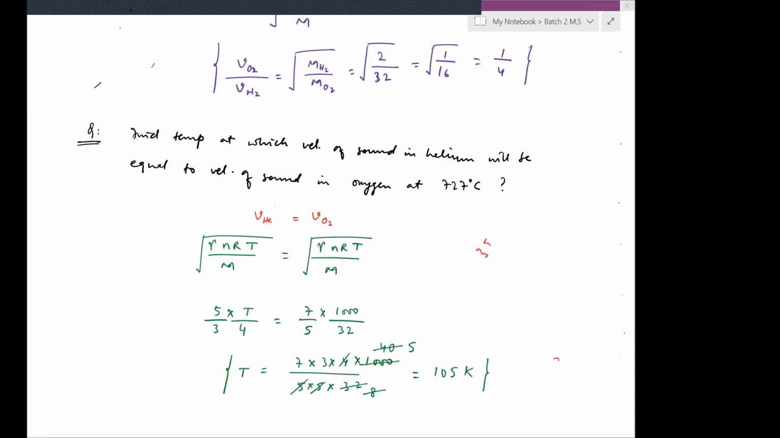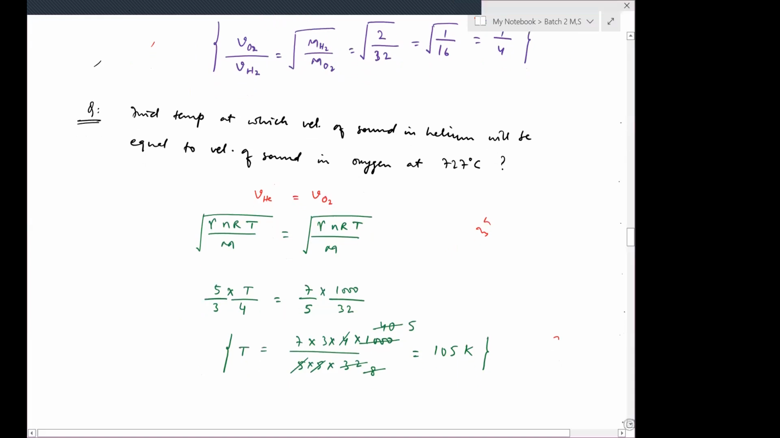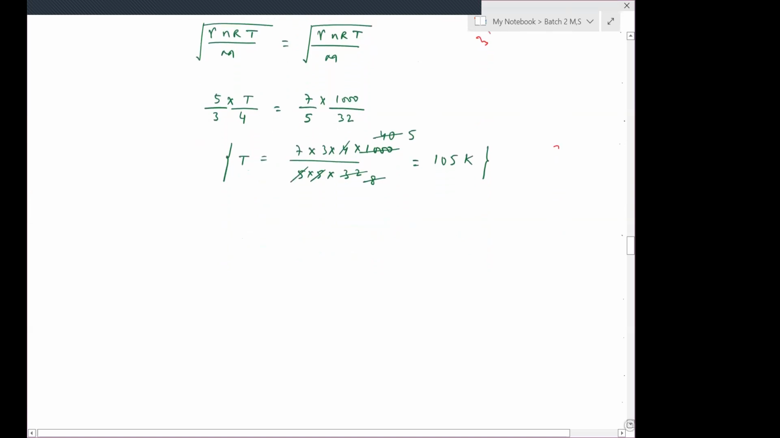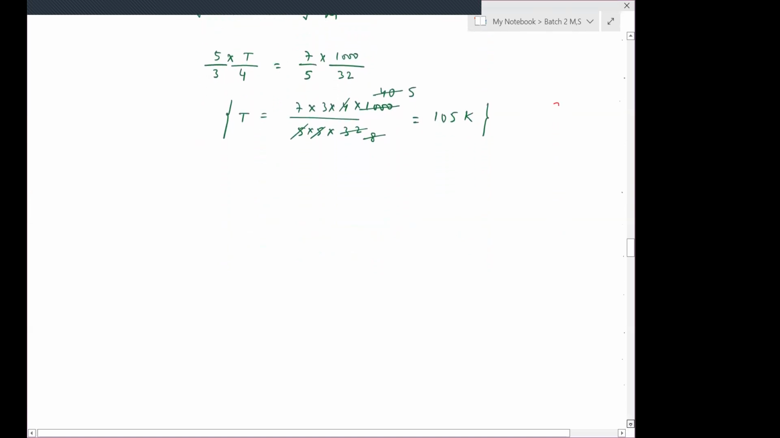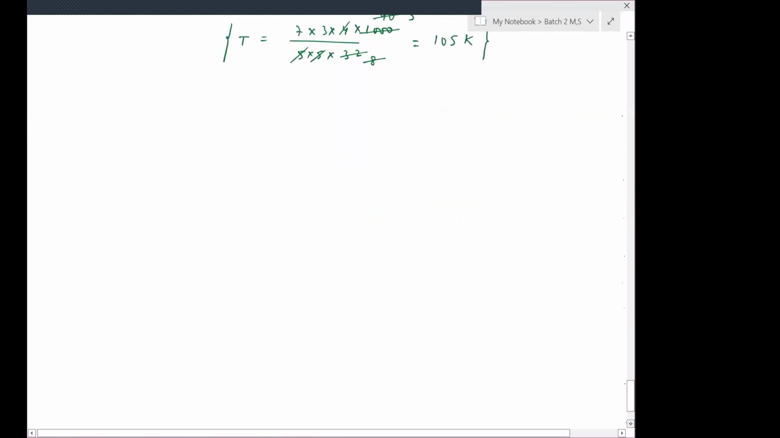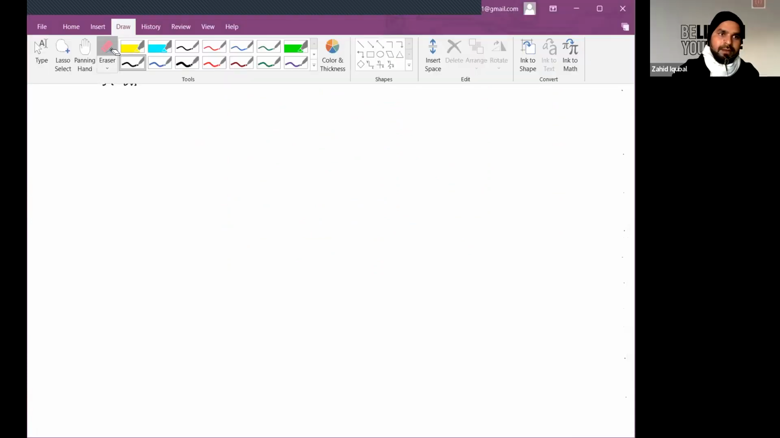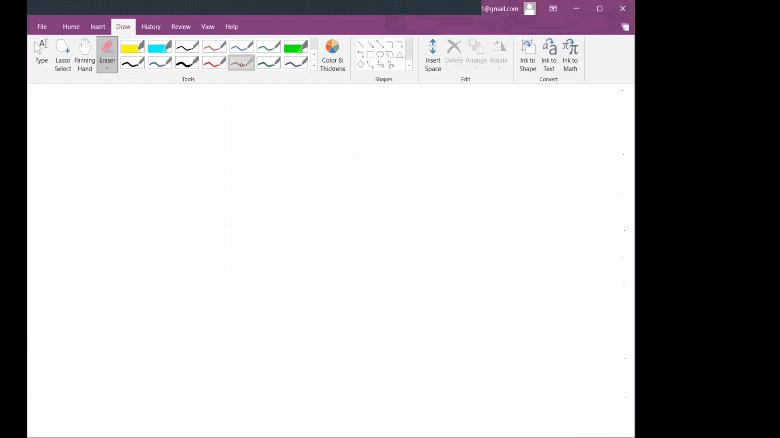In the sonometer experiment, the density of the material of the wire used is 7.5 × 10^3 kg per meter cube. If the stress of the wire is 3 × 10^8 newton per meter square, find out the speed of the transverse wave in the wire. Okay, okay. We have to calculate velocity of transverse wave.